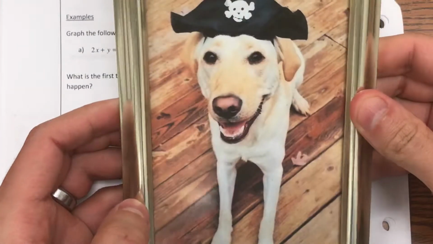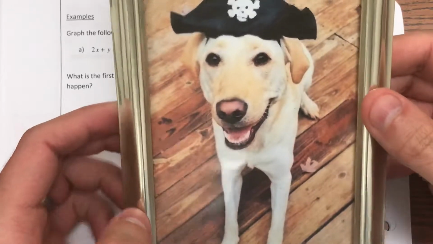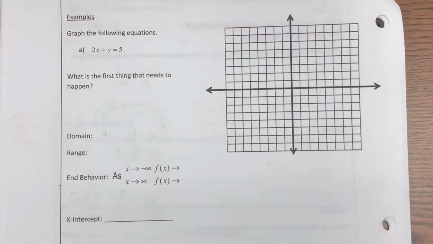But before that, here's a picture of my dog. Oh, she's so cute. Yellow lab. Her name's Callie. We love her. Aw. Yeah. Okay, back to math.